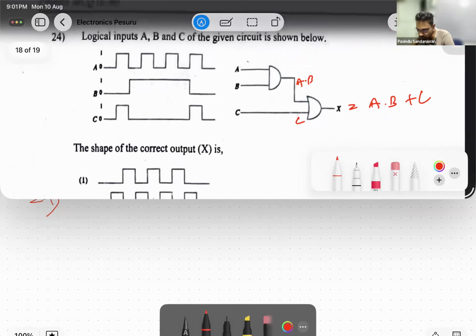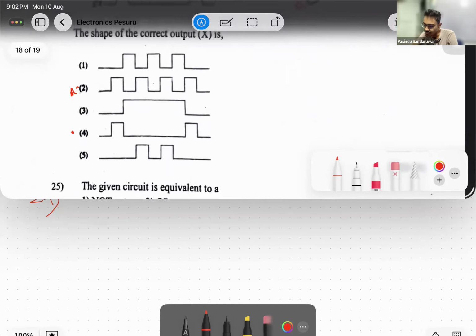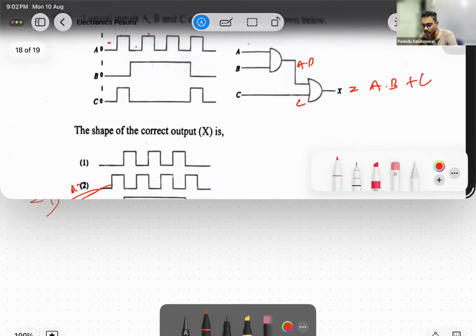Then the fourth time interval. A is 1, B is 1, C is 0. Then A dot B is 1, no? 1 dot 1 is 1. The output should be 1 again. Then the answer is 2, right?